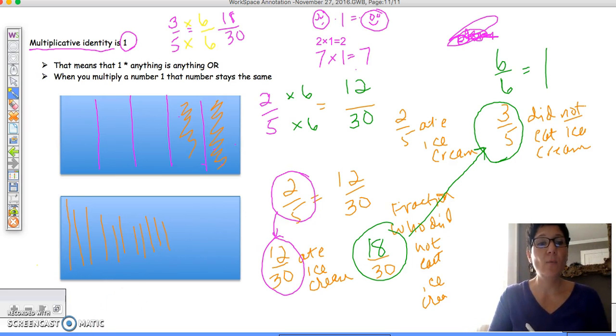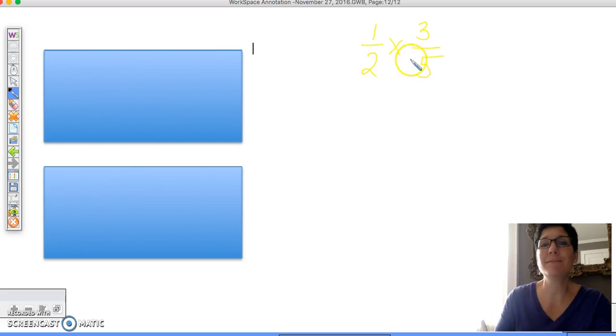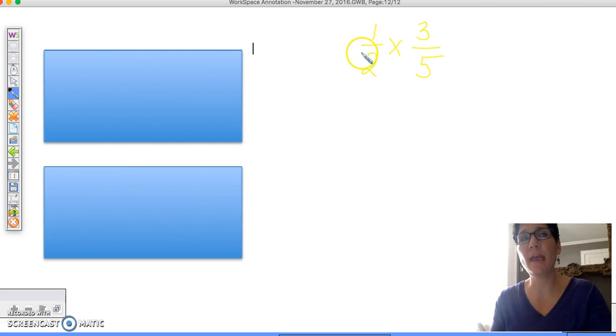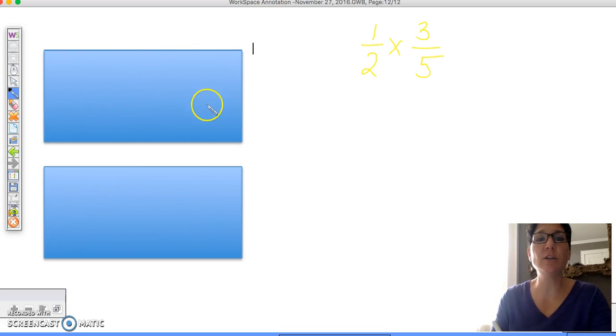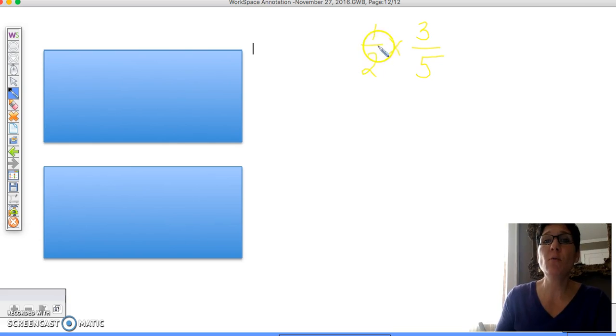Okay, now what I want to do is get into multiplying some fractions. Let's say, for example, now I want to multiply 1/2 times 3/5. What does that mean, right? In other words, how about this? Let's say that there was half of a cake left, like this delicious chocolate cake. I like chocolate cake with vanilla frosting personally. So I want to know how much 3/5 of that half would be.